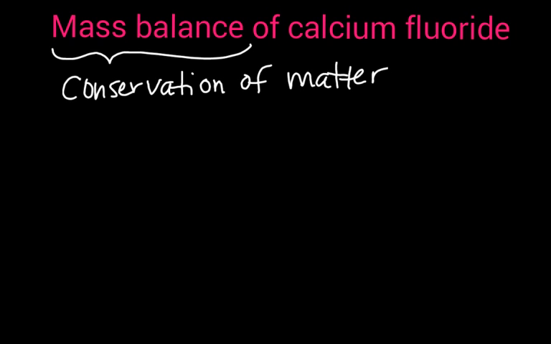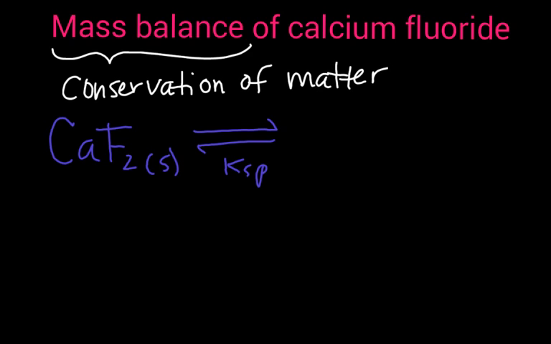All right, and in this problem, we're dealing with calcium fluoride. And calcium fluoride is an insoluble salt, so we're going to label it solid. When you put it into an aqueous solution, although it's an insoluble salt, there's going to be a very small amount of it that will dissolve. So we'll write an equilibrium expression associated with our Ksp, equilibrium constant, that forms calcium 2 plus and 2 fluoride anions.